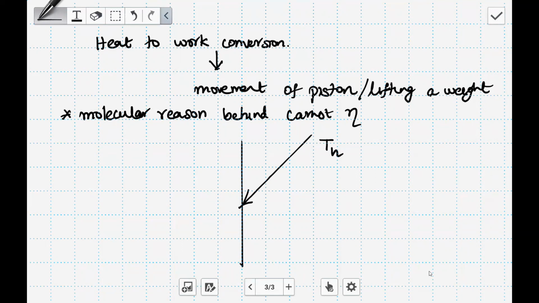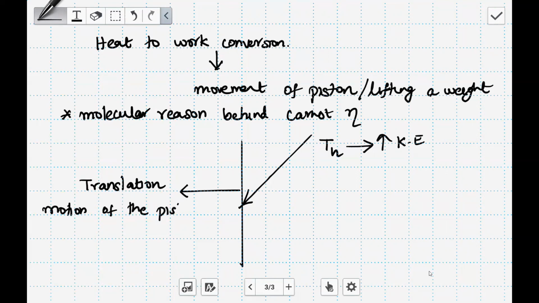This is like TH, a steam molecule, let's say a water molecule, coming in at a high temperature, which means high kinetic energy. What does it do? It hits a piston or a turbine blade, which moves, giving rise to translational motion of the piston. Then the molecule is reflected back after giving off some kinetic energy.